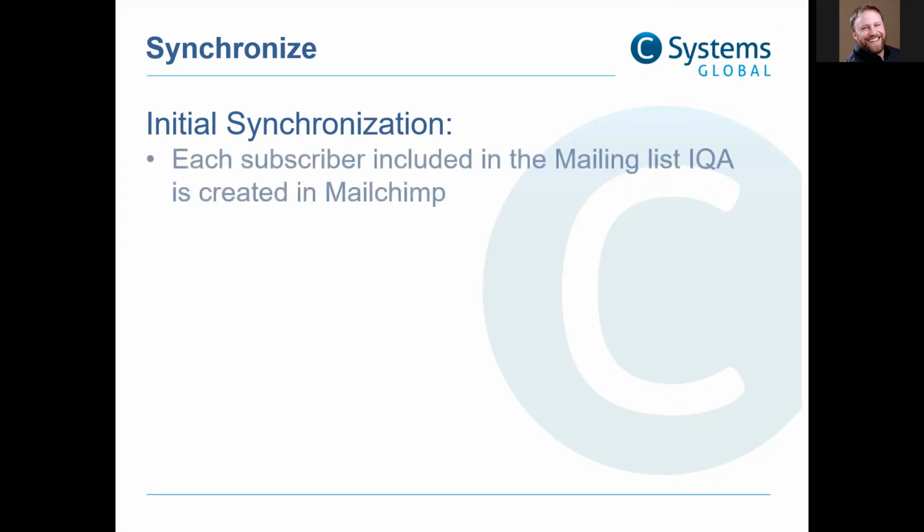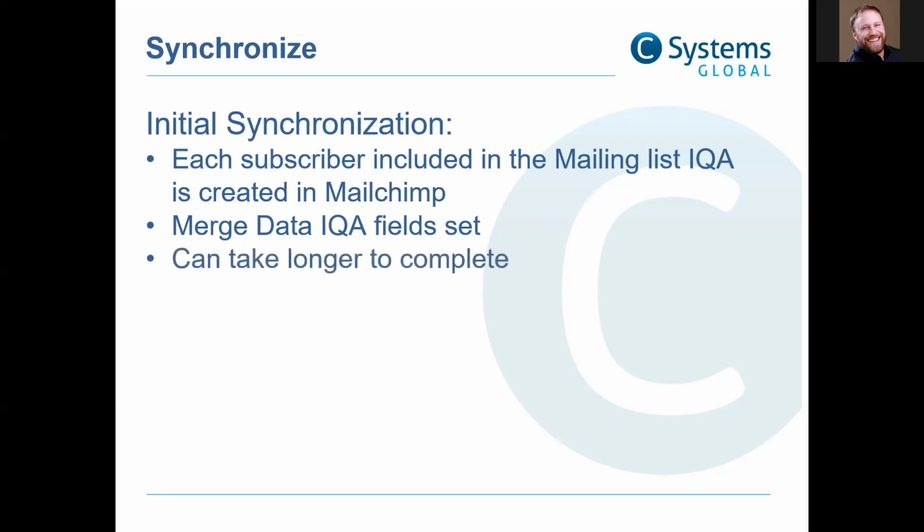For example, each subscriber included in that mailing list IQA is created in Mailchimp. This includes any of the additional fields found in the merged data IQA. All of the merged data fields are set for each subscriber. The initial synchronization will insert all of the information into Mailchimp and can take a little bit longer to complete.